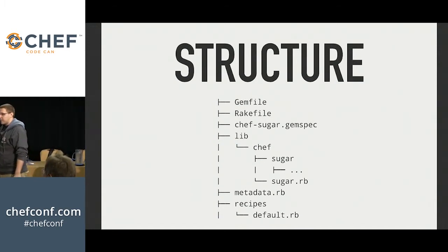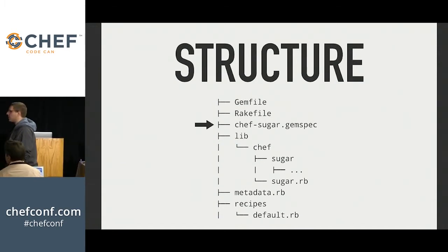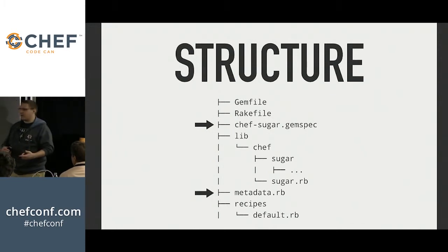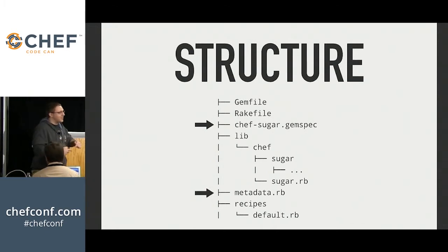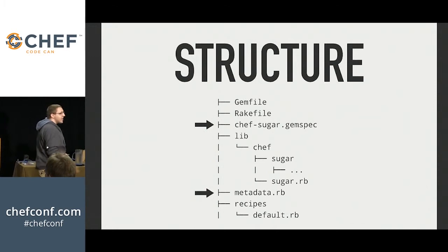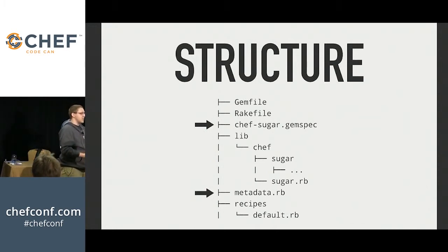So this is the structure of the actual Chef Sugar project. And I know the first thing you're thinking is it's a gemspec and it's a cookbook. So it's a gem and a cookbook. That doesn't work. They're two different things. How is that possible? In fact, they're versioned together. So version 1.0 of the gem and version 1.0 of the cookbook are the same thing. Yes, it's both. It's actually one of the few projects that is both the gem and the cookbook.